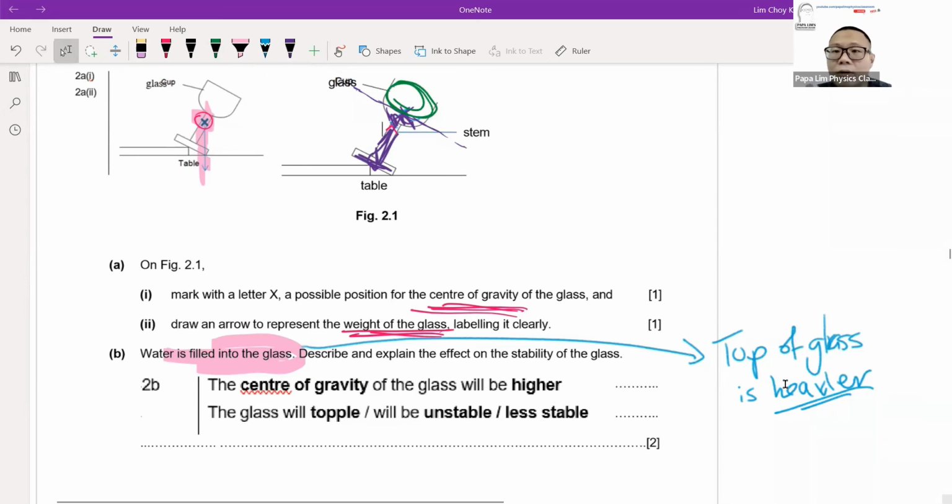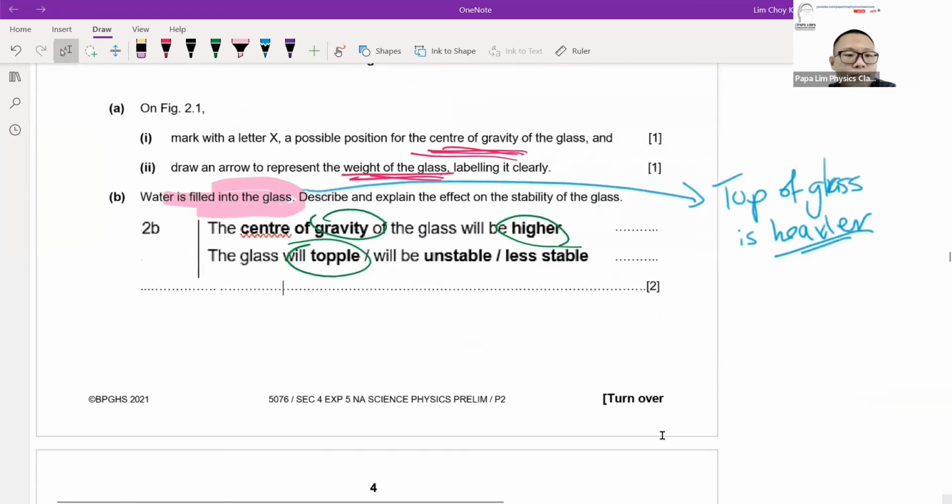And because now my CG is higher, what's the impact? With the CG higher, it will make the glass topple more easily, or it will make it less stable. So this is what we mean by the effects of CG on your stability. The CG moves higher because now the top is heavier.